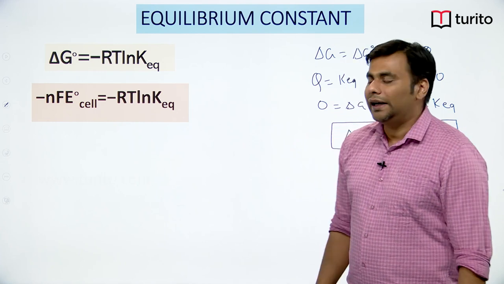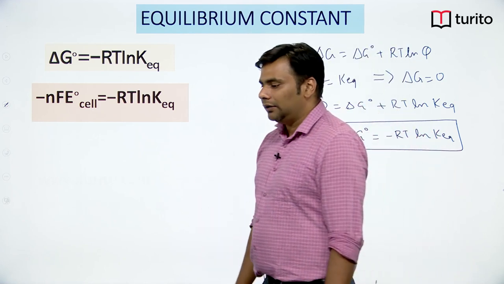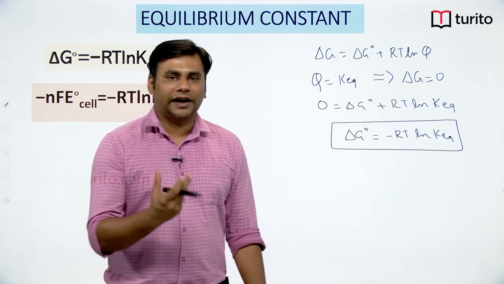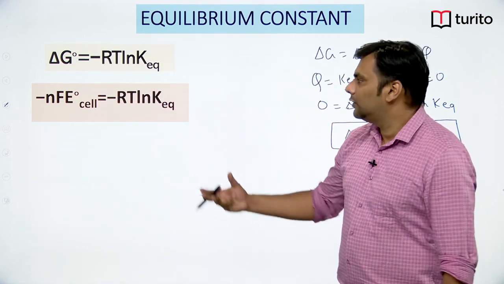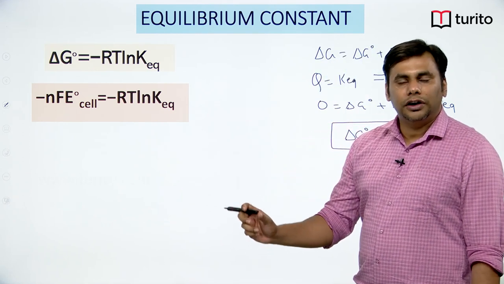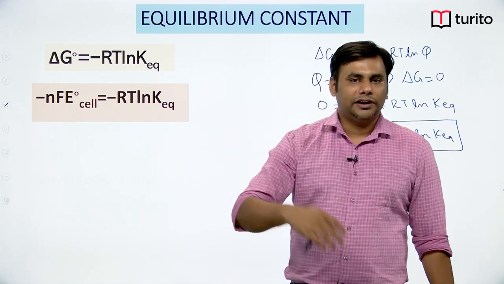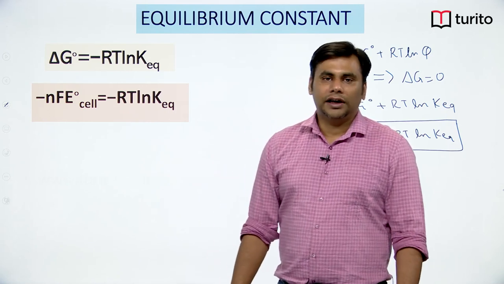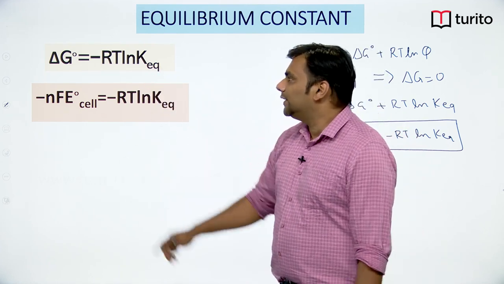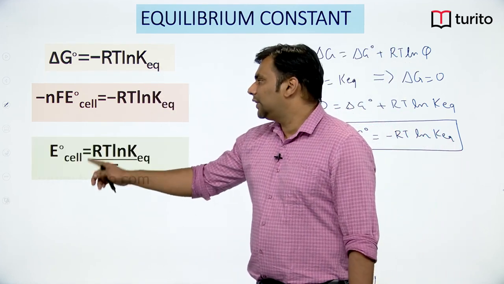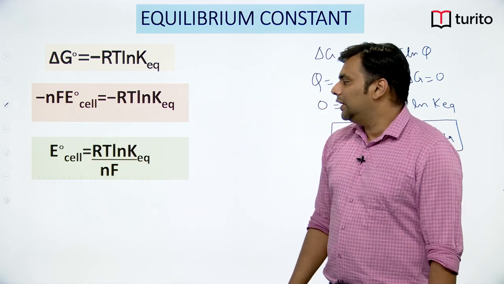Now, we also know that delta G naught is equal to minus N into F into E naught cell. We have already defined that the change in Gibbs free energy is the maximum electrical work that can be obtained from any thermodynamic system, which is equal to the product of charge into potential. The total charge is N into F, where N is the total number of moles of electrons being transferred, into the potential, which is E naught cell. So, delta G naught is also minus NF into E naught cell, which is equal to minus RT ln K equilibrium. The minus signs cancel out, so we can write E naught cell as RT by NF into ln equilibrium constant.